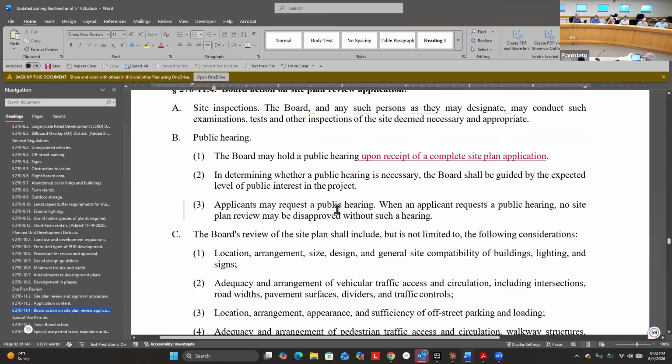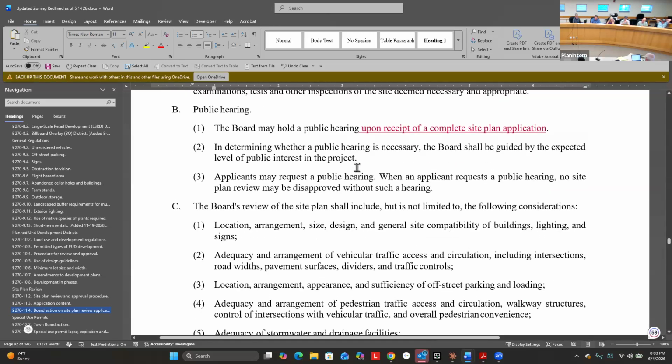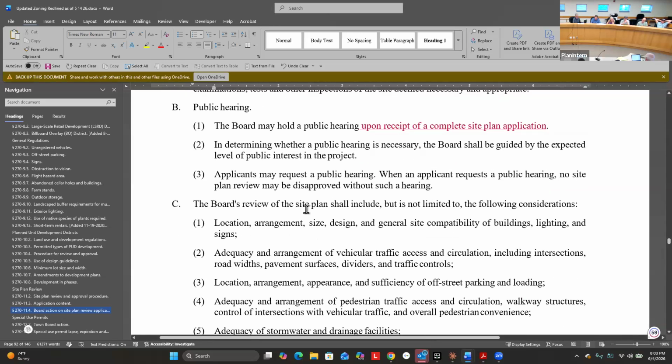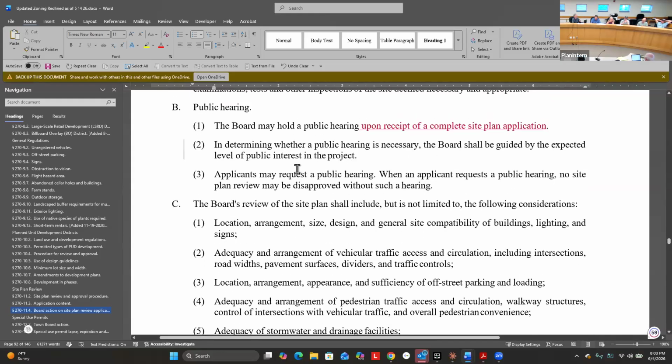Okay, 11.4, board actions on site plan review, new application. We already have a bond completed. Section 2, public hearing. The comment is too subjective, delete. I'm reading the comment that's here. Under public hearing, section 2, in determining whether a public hearing is necessary, the board will be guided by.